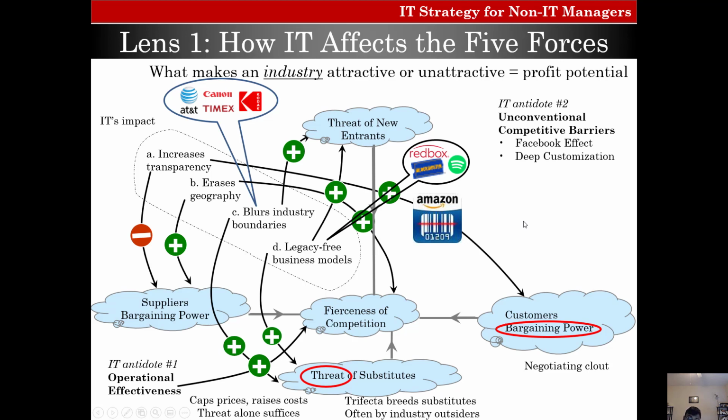Now, most strategic management textbooks will emphasize a kind of brute force method to create entry barriers, like huge outlays of capital, like $10 billion in a microchip business, or having unique intellectual property like patents. But information technology actually allows you to create unconventional competitive barriers. Take the example of Facebook.